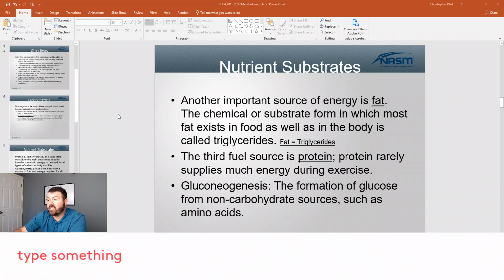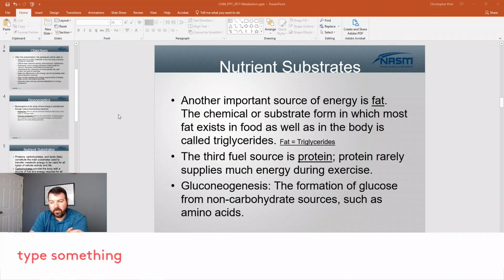Okay, fat is the next one. The chemical or substrate form in which most fat exists in foods, as well as the body, is called triglycerides. So a lot of times fat is often termed triglycerides, just so you know that. A lot of people view fat as really a negative thing in terms of food. You should avoid excessive fat, obviously, but you shouldn't cut it out completely because you still need a good amount of it.